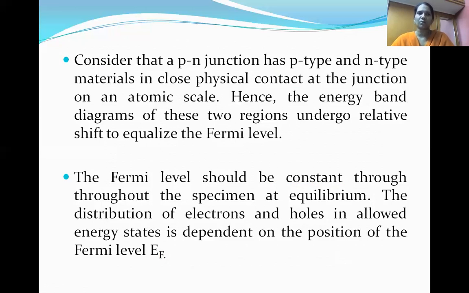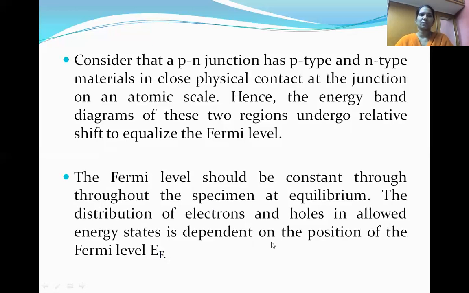The same thing applies to the energy band diagram of PN junction diode. First let us consider a PN junction which has p-type and n-type material in close physical contact at the junction. Now the energy band diagram of these two regions undergoes a relative shift to equalize the Fermi level. The Fermi level should be constant throughout the specimen at equilibrium.